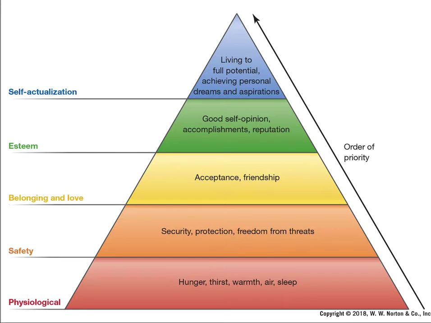Here's a diagram of his needs hierarchy. You can see at the bottom, actually on the left, those are the different categories. At the bottom is physiological: hunger, thirst, warmth, air, and sleep. Those would be the most basic needs. Once those are satisfied, you can move up to safety. That represents security, protection, freedom from threats.